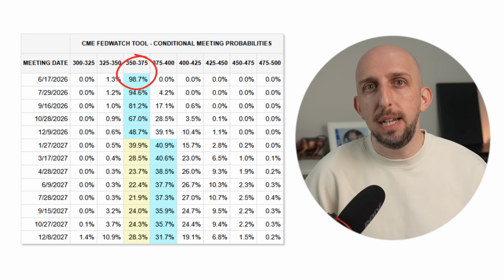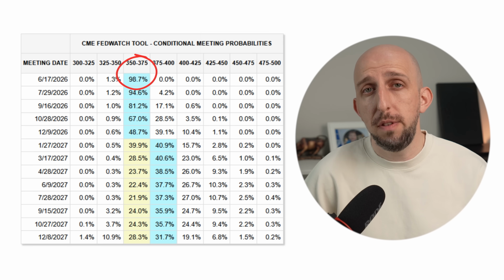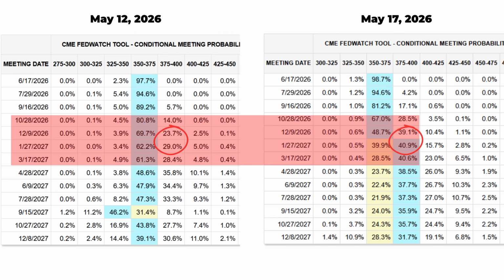98.7% probability the Fed holds in June. No cuts are priced right now. And compare this to what we showed in the last video. The probabilities have shifted hawkish after the hot CPI and PPI prints, exactly as we were warning.